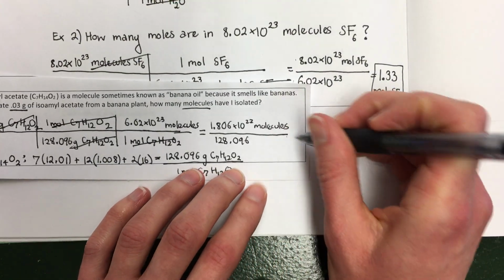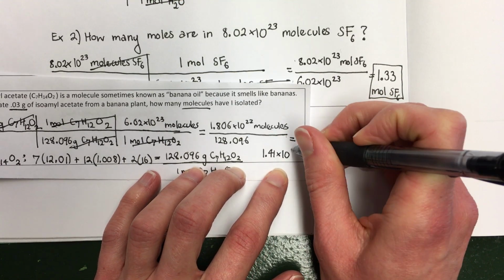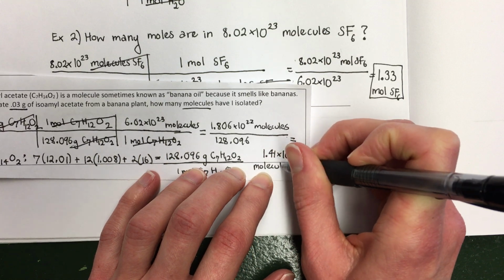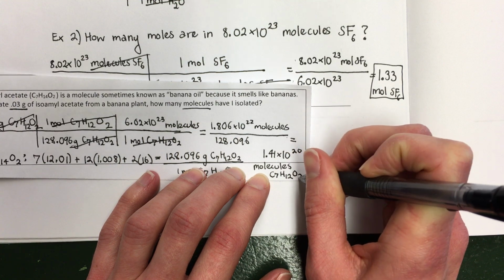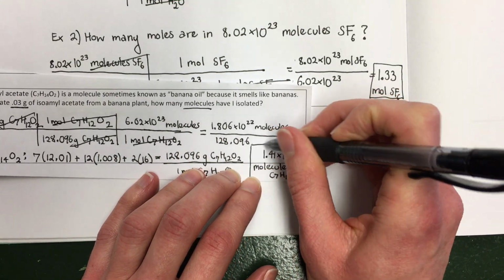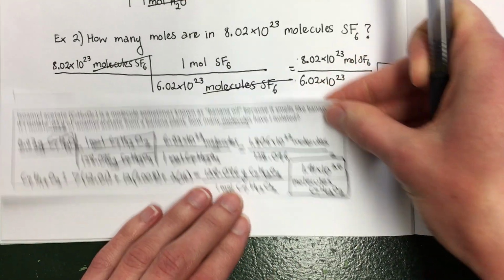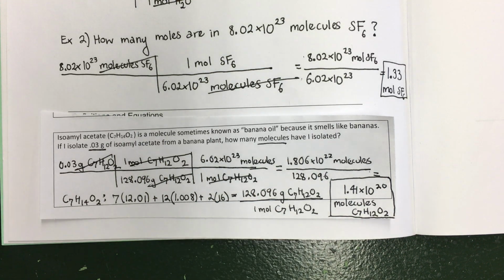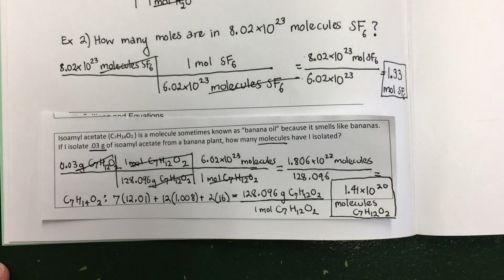I don't know where to write my answer. 1.41 times 10 to the 20th molecules of C7H12O2. That is my answer. Sorry, I should have given you probably more space even than I did. But hopefully it makes sense how you do that. It takes kind of a long time. It's a little bit tedious, but it's not really new from anything we've been doing before, just kind of putting some steps together.